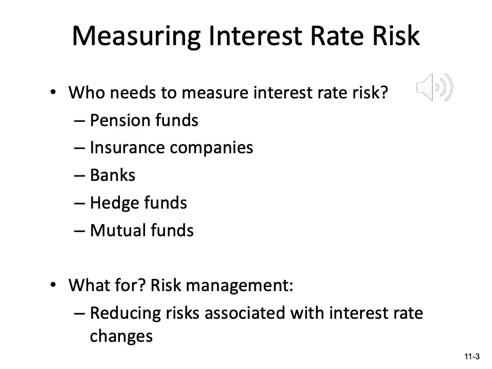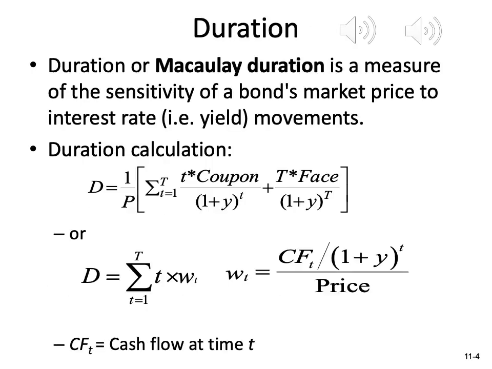For risk management purposes, managing the interest rate risk, you are trying to reduce the risk associated with interest rate changes. To measure the interest rate risk, we will have to calculate the duration or Macaulay's duration. It is a measure of how sensitive a bond's market price is to the interest rate change. The interest rate here we are talking about is the yield to maturity.